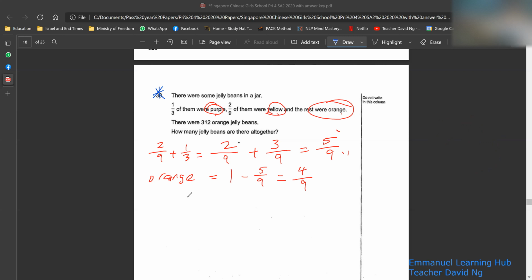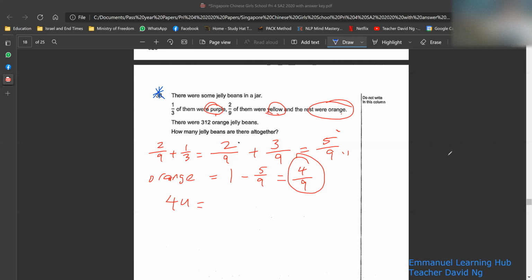So 4 over 9, you can write it as 4 units, right? So 4 units, how many jelly beans? You have to ponder as I explain. 4 over 9 is the fraction that represents the orange. Okay? That means 4 over 9 of the jelly beans are orange.